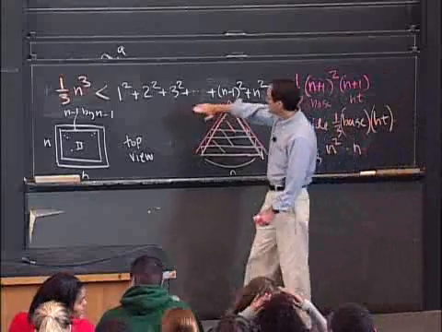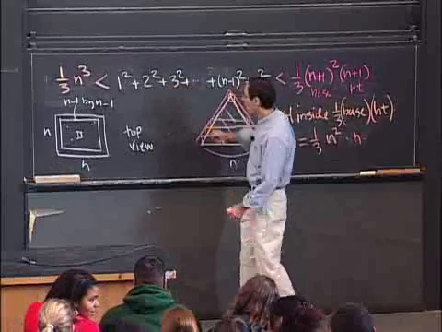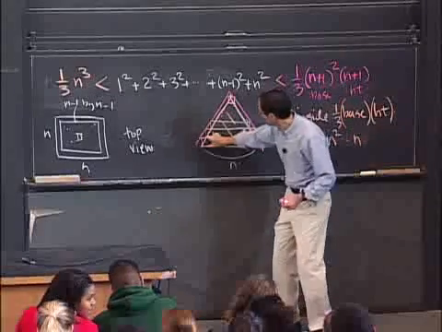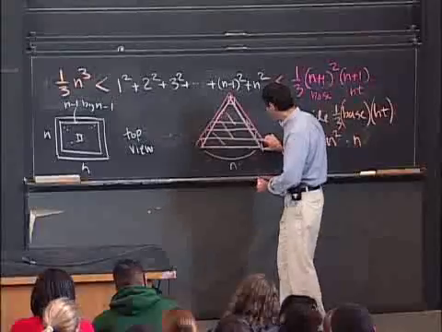The question is, it seems as if I'm adding up areas and equating it to volume. But I'm actually creating volumes by making these honest increments here. That is, the base is n, but the height is 1.